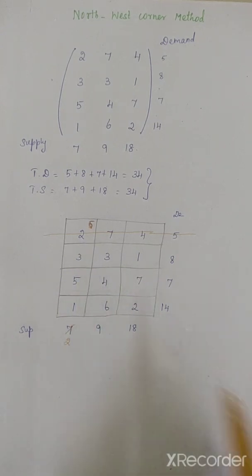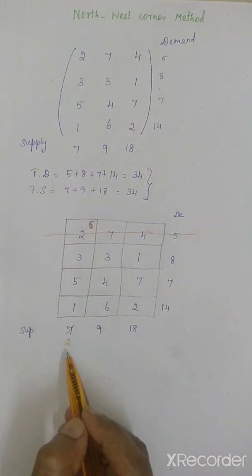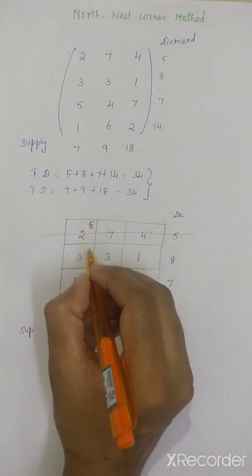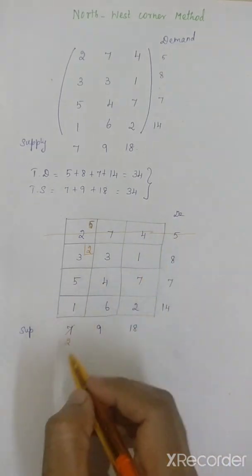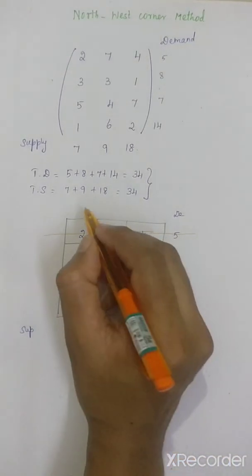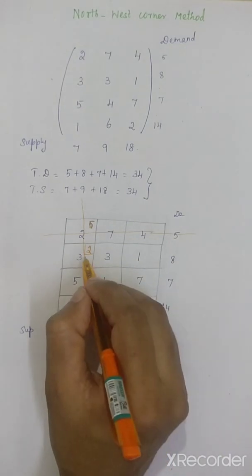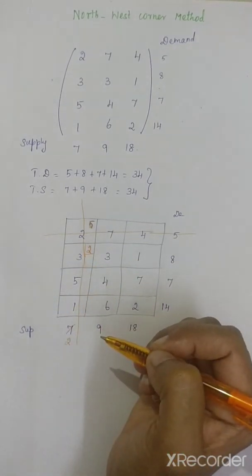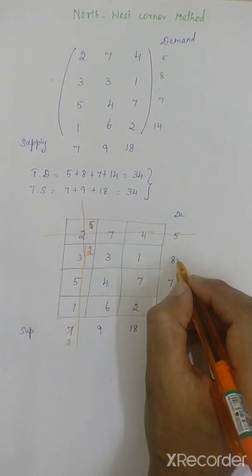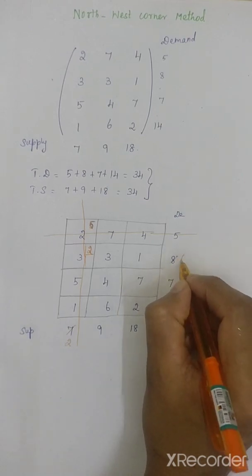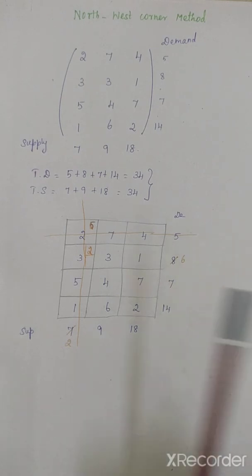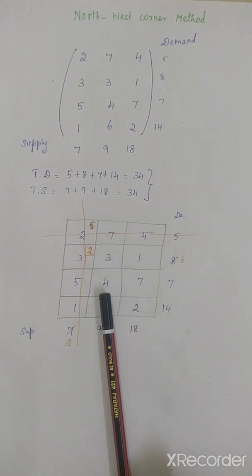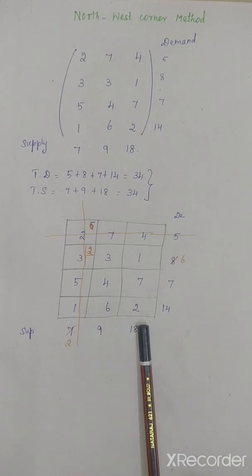For this, we have to compare the demand value as well as the supply value. Here, the supply value is 2, so you have to allocate 2. So here 2 will be allocated. You have to strike out this column. This value will be subtracted by 2, so this will be reduced to 6. The next modified matrix is 3, 1, 4, 7, 6, 2.